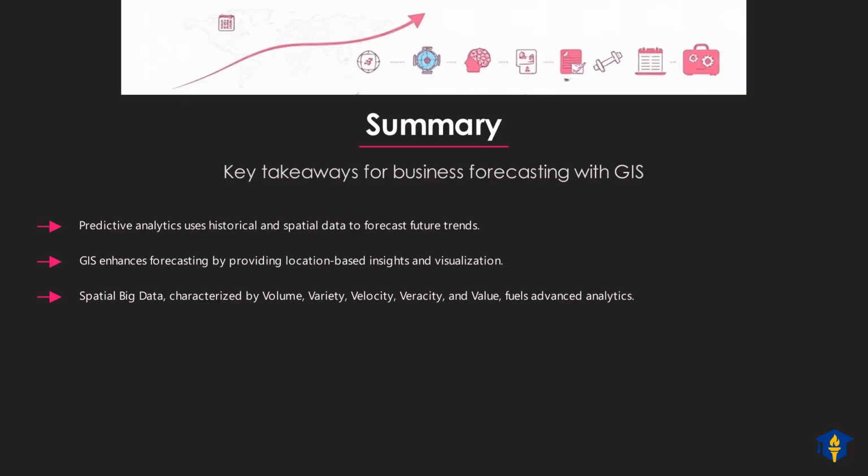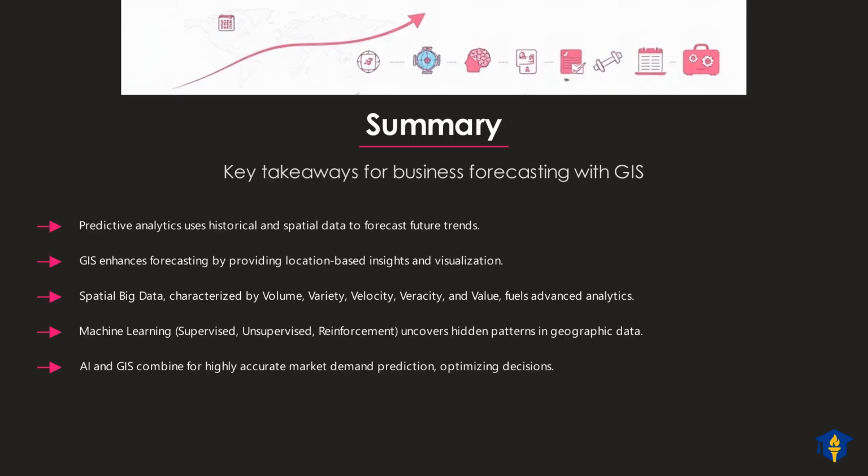Spatial big data, characterized by volume, variety, velocity, veracity, and value, powers advanced analytics. Machine learning, including supervised, unsupervised, and reinforcement methods, uncovers hidden patterns in geographic data. AI and GIS combine to deliver highly accurate market demand prediction, optimizing crucial business decisions.